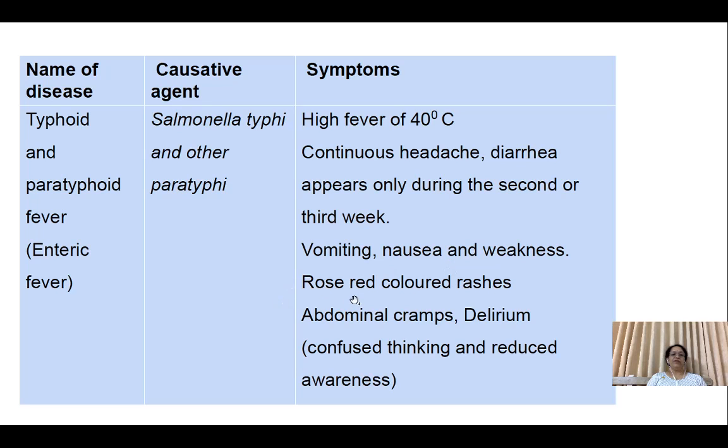In the case of typhoid, a typical rose-red colored rash appears on the body of the patient. Abdominal cramps are quite common, and delirium is one more symptom. Delirium is nothing but confused thinking and reduced awareness. In the case of paratyphoid, milder symptoms of typhoid are observed.